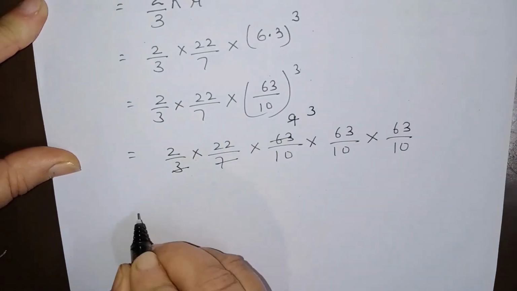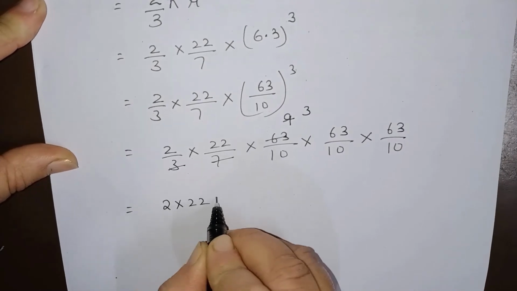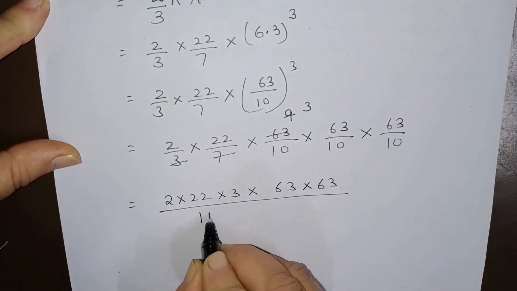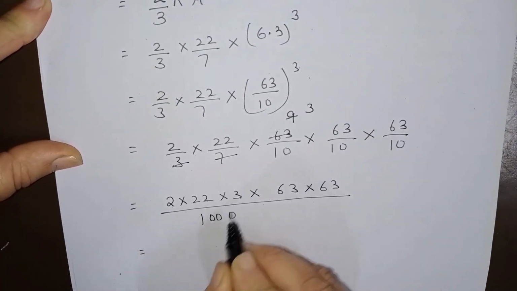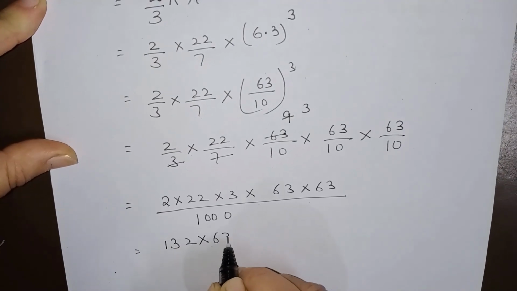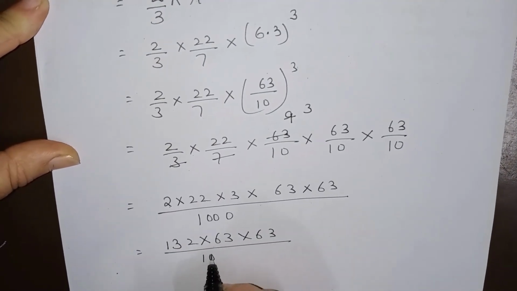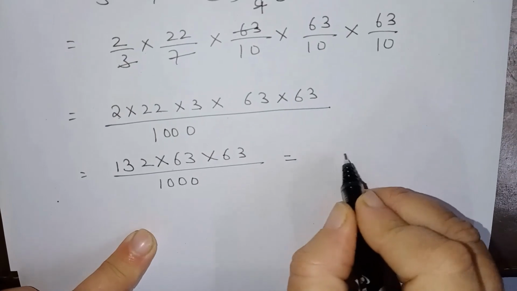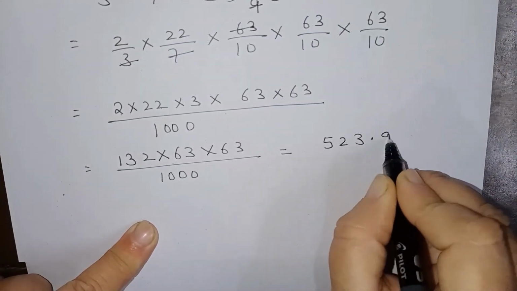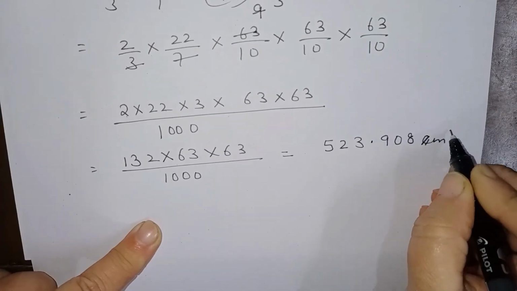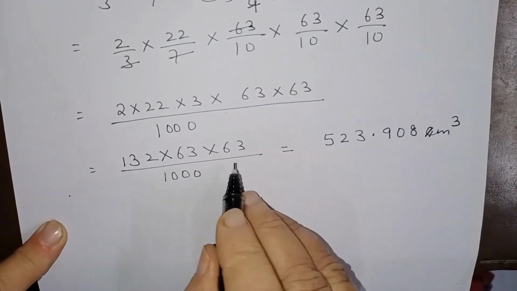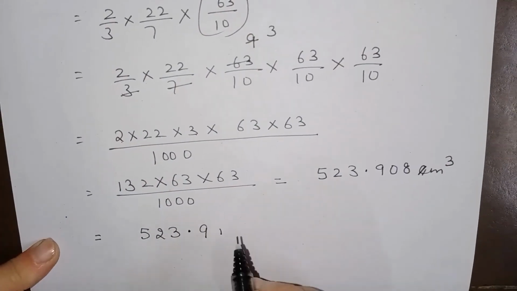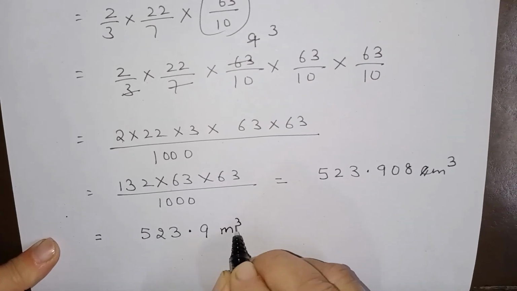Now this is 9. This is 3. So we will get 2 into 22 into 3 into 63 into 63 over 1000. Now this is 44 into 3, which is 132, into 63 into 63 over 1000. And now when 132 is multiplied by 63, again multiplied by 63, the answer will be 523908, and then divided by 1000, the answer that we can write is 523.9 meter cube approximately.